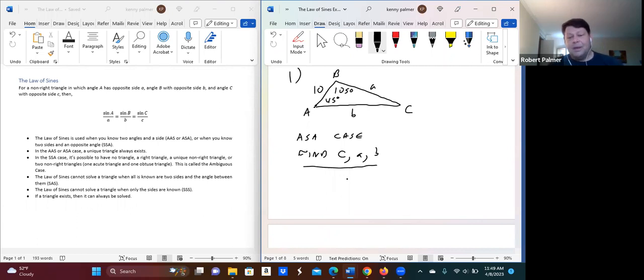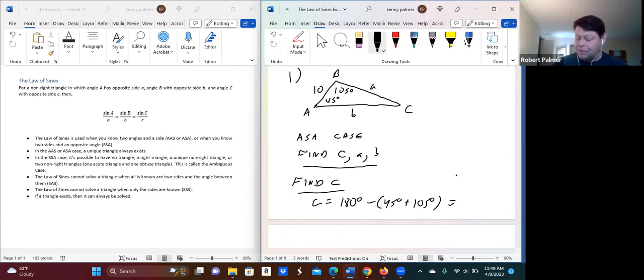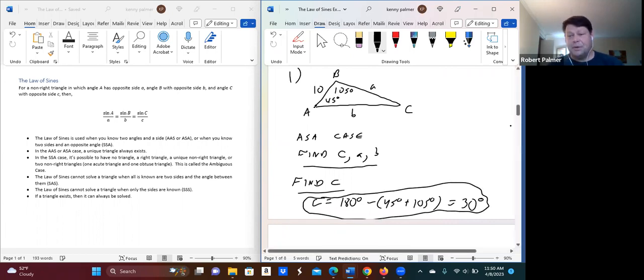Now, actually, the easiest thing is to find C, since we know two angles. Then C is going to be equal to 180, which is true for any triangle, minus the sum of the other two angles, 45 plus 105. We know it should be an acute angle. So angle C, I'll just do that on my calculator. And so that's just going to be 30 degrees. I'll circle that so we can keep track of it. So angle C is 30 degrees.